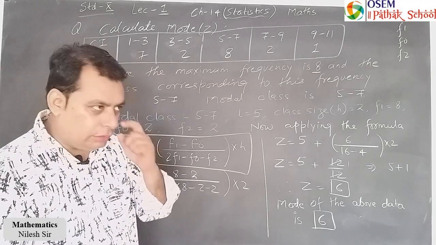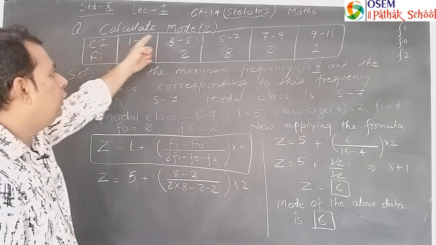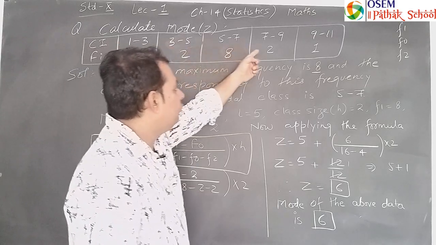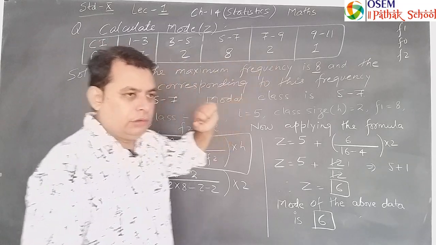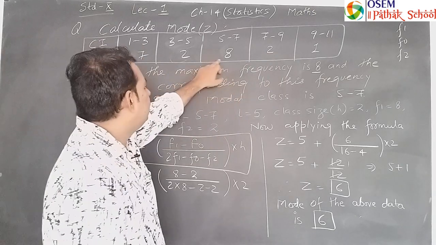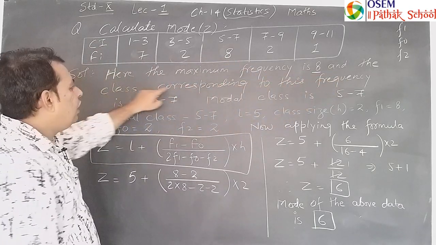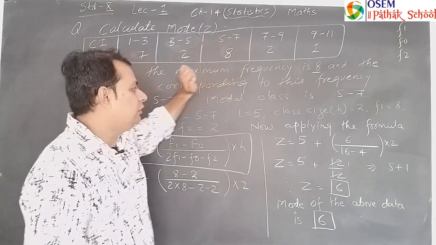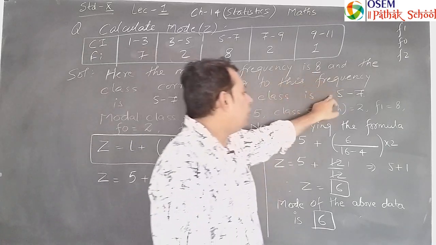Here I am solving another example to calculate mode. The class intervals are 1 to 3, 3 to 5, 5 to 7, 7 to 9, 9 to 11, and the frequencies are 7, 8, 2, and so on. Now the solution is also here. Again we can see the maximum frequency is 8, and the class corresponding to that frequency is 5 to 7. So the model class is 5 to 7, and you will get the answer of the mode between 5 and 7 only.